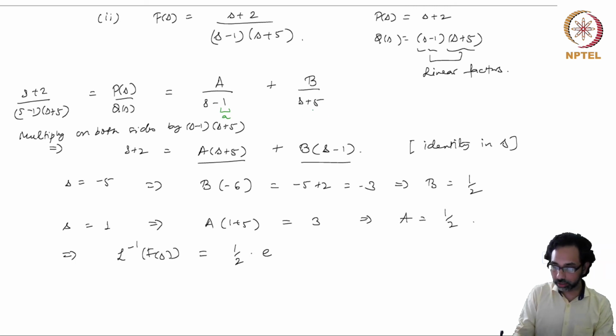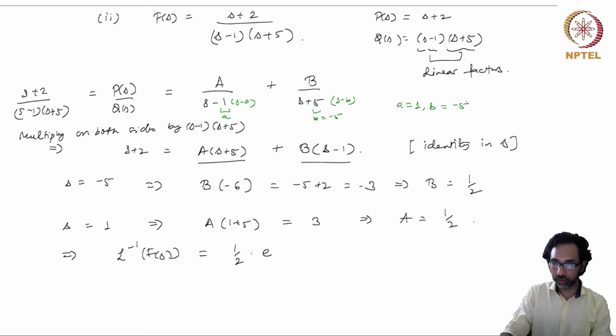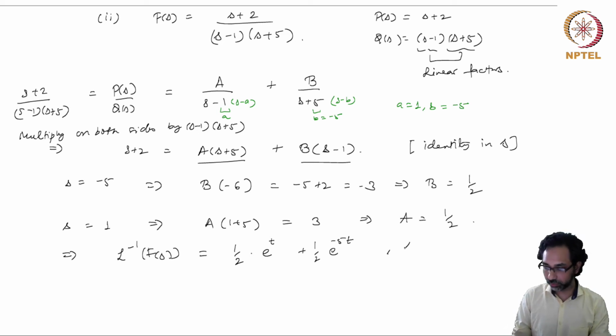This is our a and this is b, but b is taken to be minus 5, so that we have a term of the form s minus b, and here we have s minus a. So a equal to 1, and b equal to minus 5. So we can immediately write this as half times e to the power at, which is just e to the power t, since a is 1, and then half times e to the power bt, which is minus 5t. This is valid for t greater than or equal to 0.